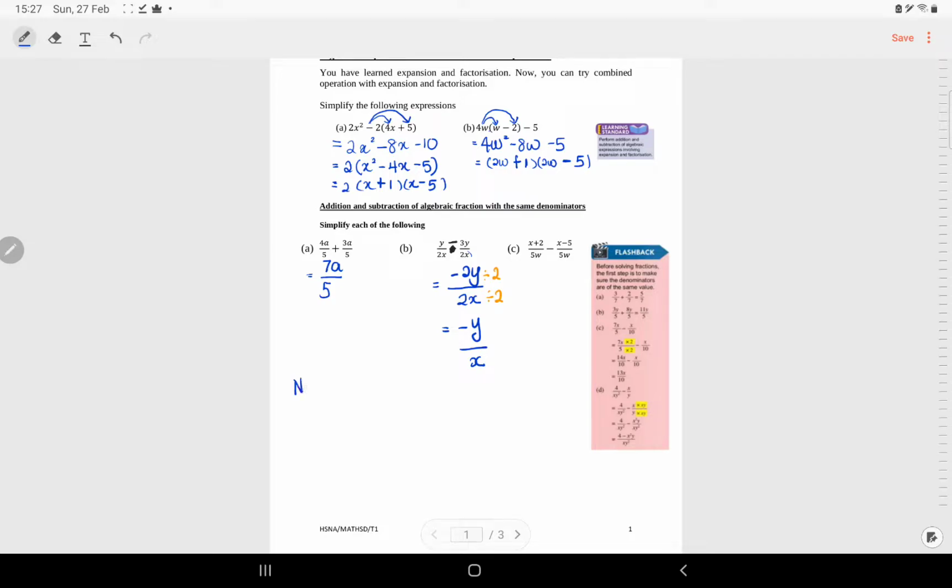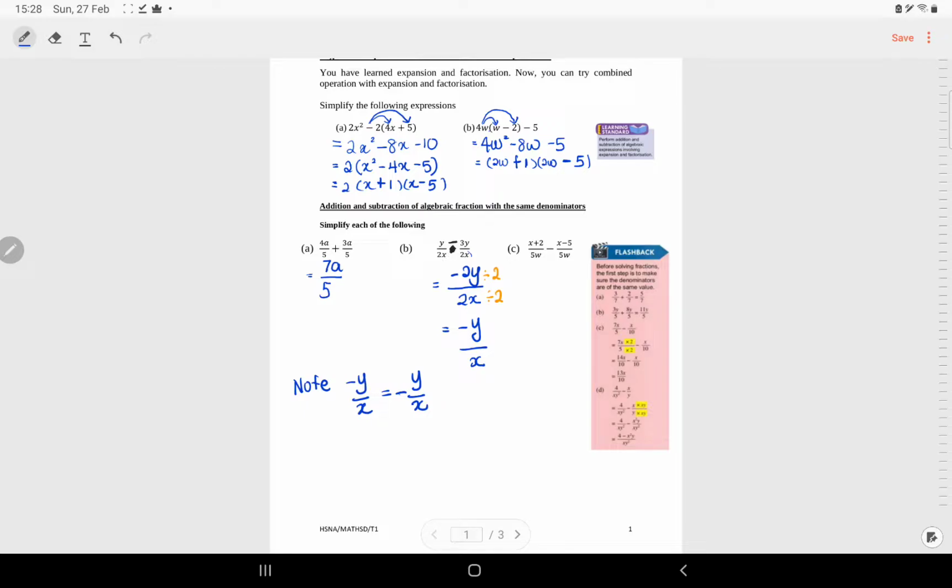I'll make a note here. You can write negative y over x like this, or y over x with the negative sign on the same line with the fraction, like this. The negative sign is usually not attached to the denominator. We do not write it below here. It's either up there or on the same line with the fraction here.